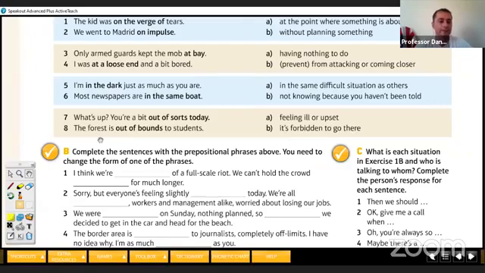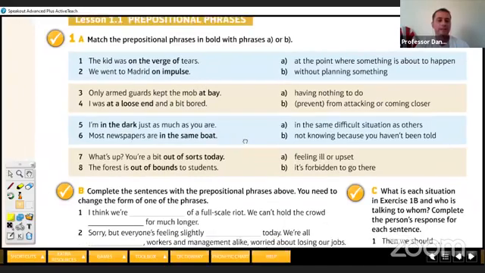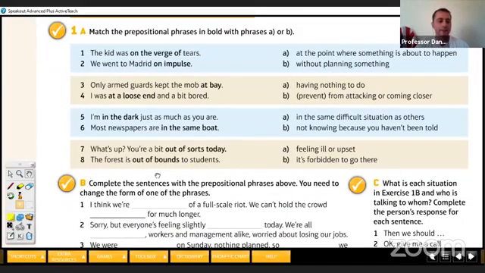So the forest is out of bounds to students. It means it's forbidden to go there. Out of bounds means forbidden to go, okay? To go there, out of bounds. Okay, let's check together the answers, guys.